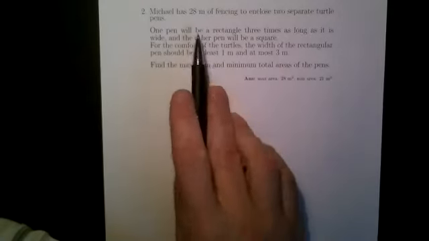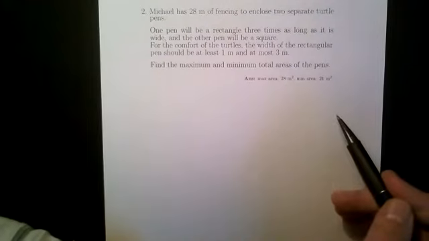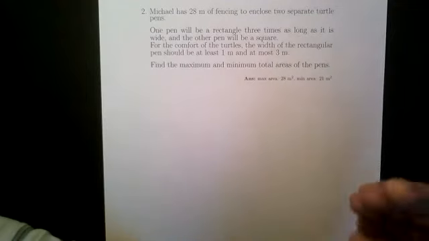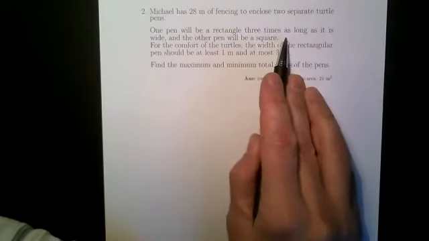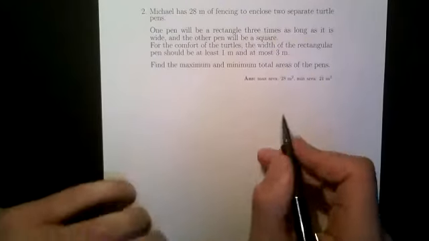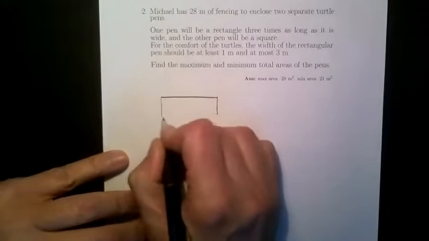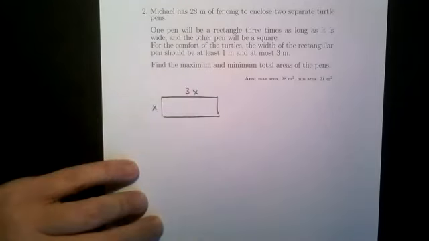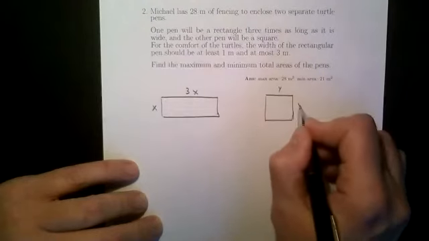Okay, let's do this one. Michael has 28 meters of fencing to enclose 2 separate turtle pens. Okay, I guess turtle pens is a certain region. One pen would be a rectangle 3 times as long as it is wide. So the first one, a rectangle x by 3x. And the other pen will be a square, so I guess y.